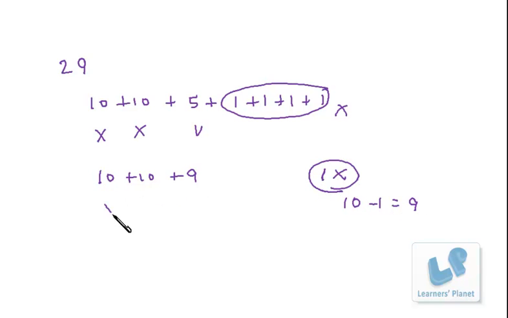Now this 10 is X, this 10 is X, and we are having the value of 9, that is IX. Okay, so it is X, X, IX. That is the representation of 29. Okay.